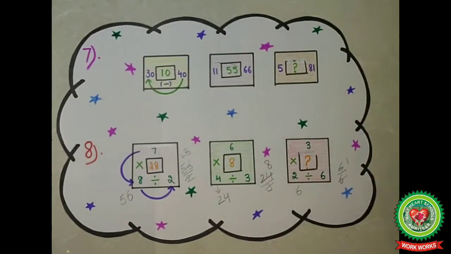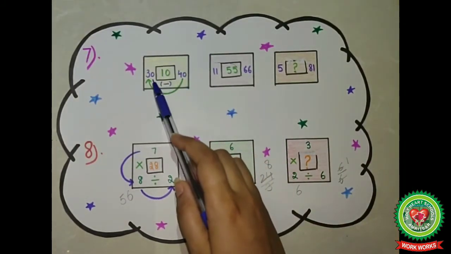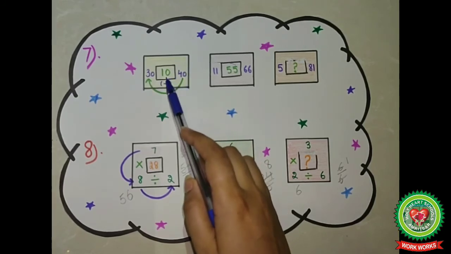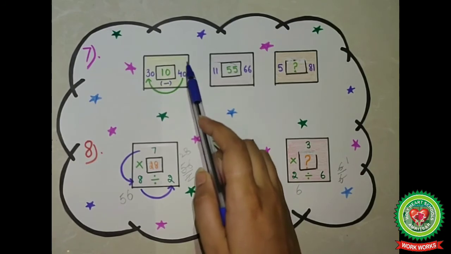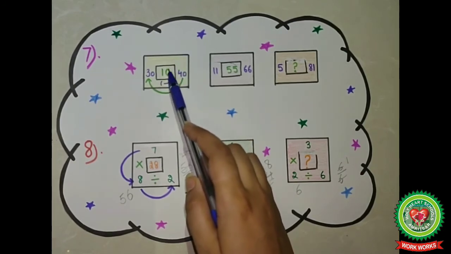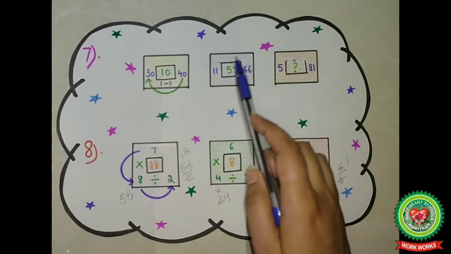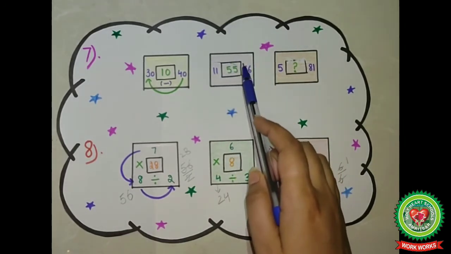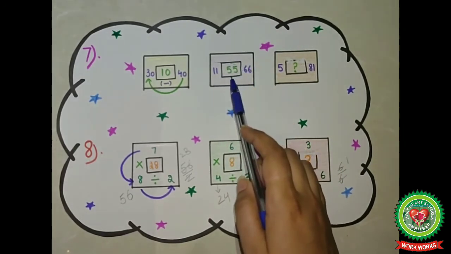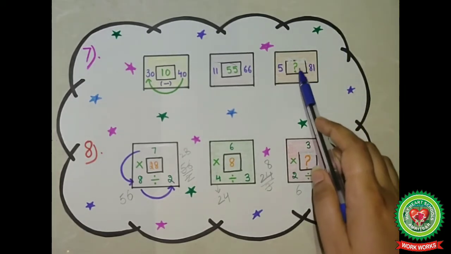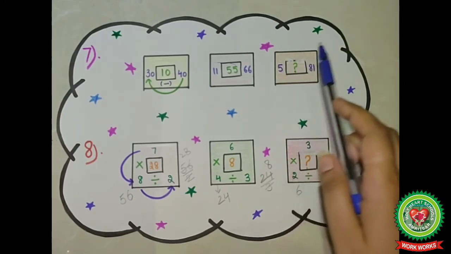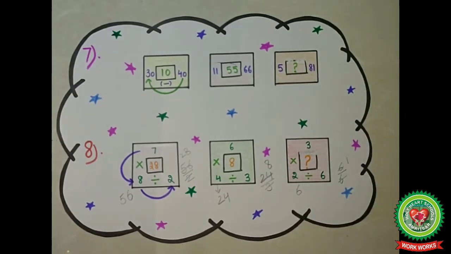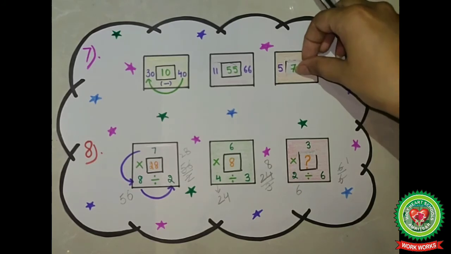Coming to the next example, 30, 40 and 10. If I subtract 30 from 40, the answer is 10. If I subtract 11 from 66, the answer is 55. Now students, you have to tell me the answer here. If I subtract 5 from 81, the answer is 76.